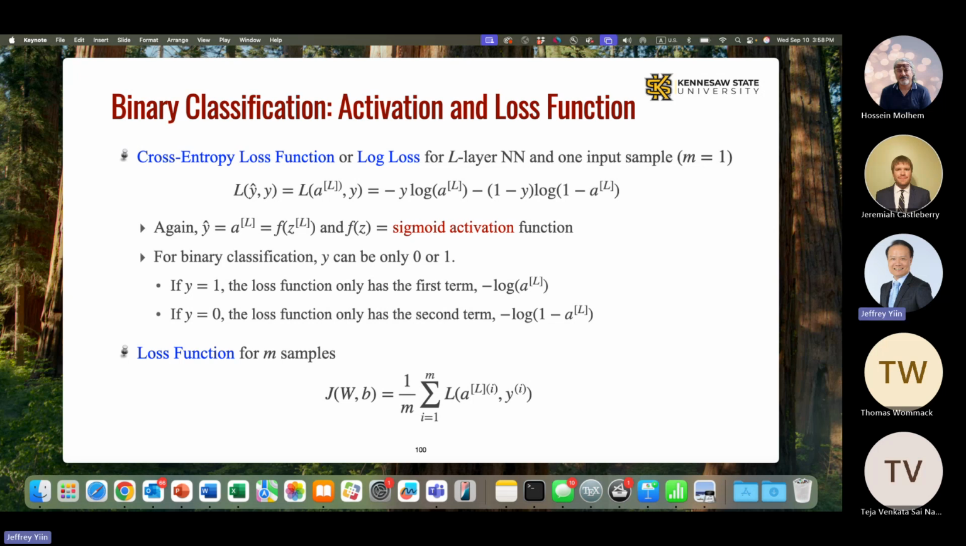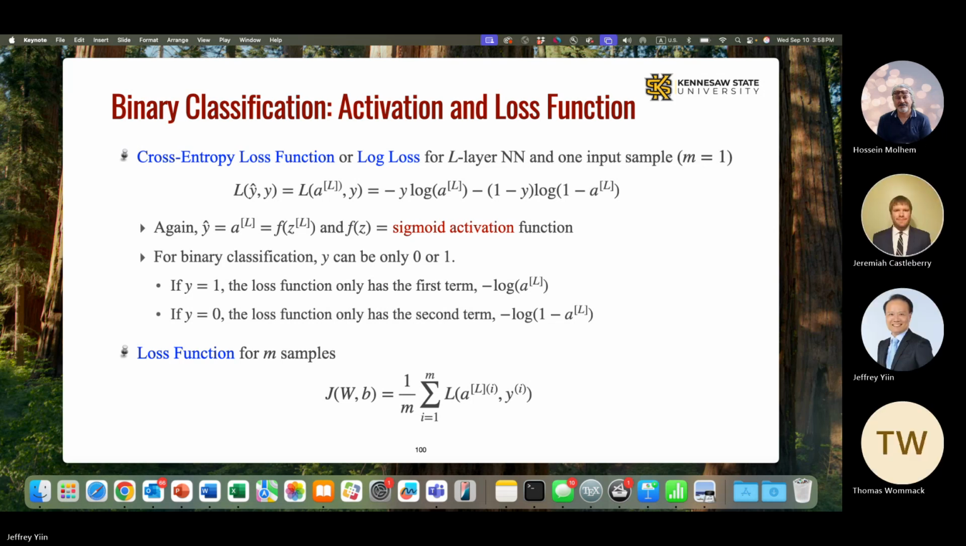This AL is the activation output. Then what is the activation output for sigma? It's always between 0 and 1, right? It cannot exceed 1. It cannot be less than 0. That's the sigma function.